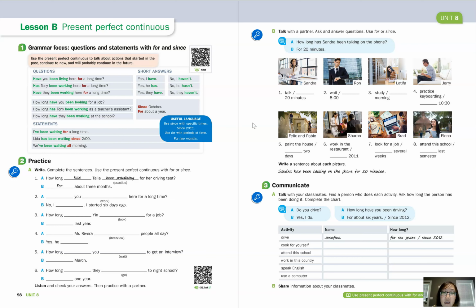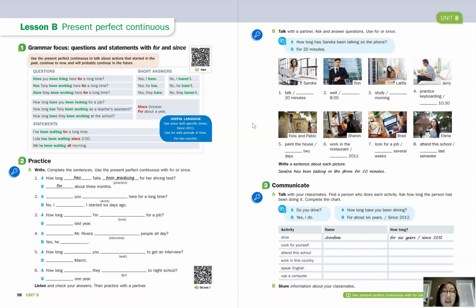Okay, number 6. How long has Sharon been working in the restaurant? She has been working in the restaurant since 2011. She has been working in the restaurant, or we can also say there.